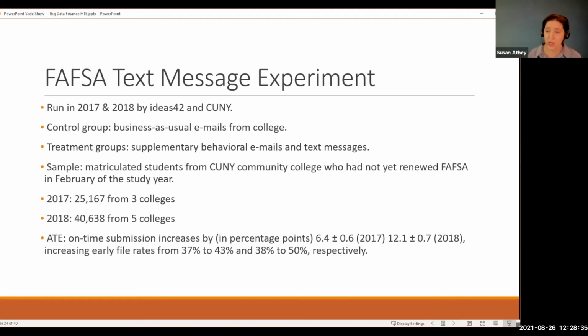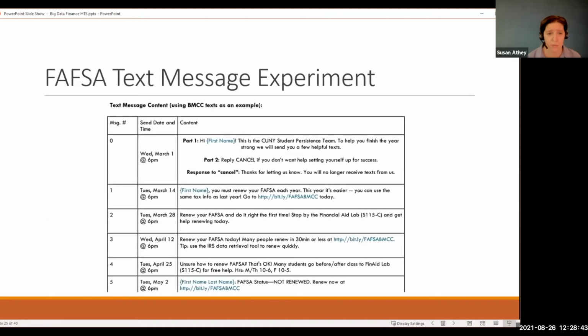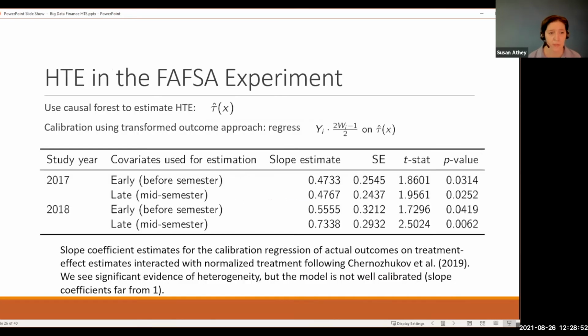And so behavioral nudges can actually be helpful in getting people to do this. And financial aid forms particularly are really onerous. And so this is a case where we might expect that this would matter. And so here's some examples of the text messages. You're getting texts that are kind of telling them what to do and reminding them and so on. So it's a series of reminders.